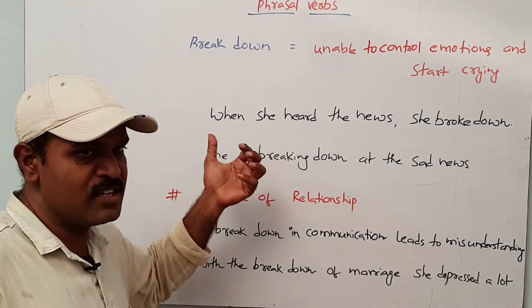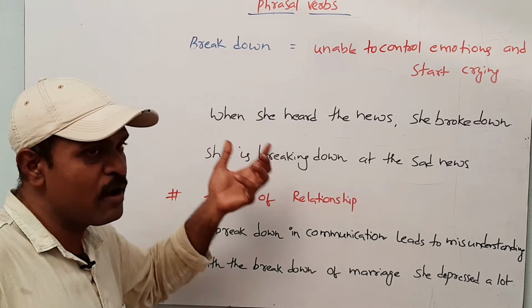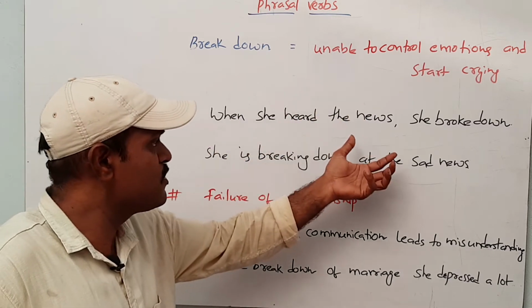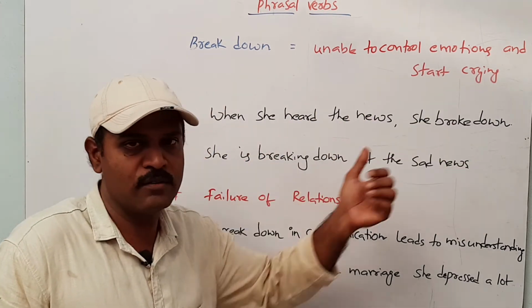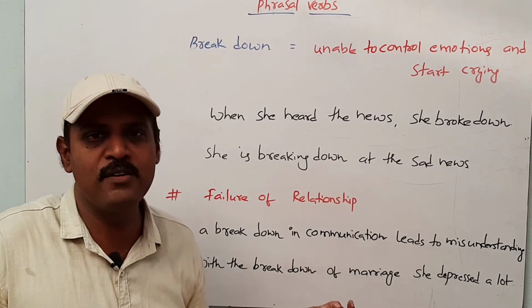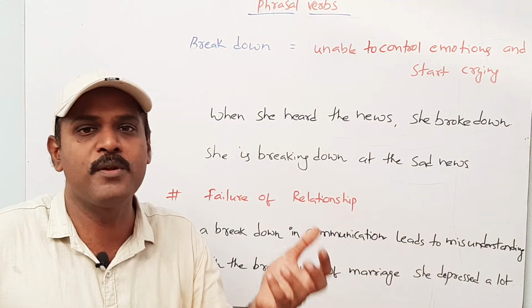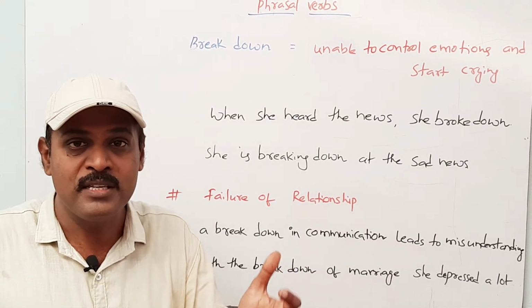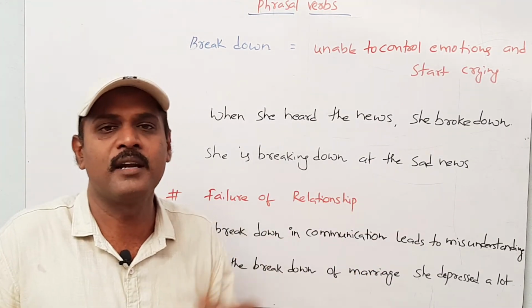When is a conjunction here. It joins two sentences. She heard the news and she broke down. It may be sad news. It may be inappropriate news. So she suddenly started crying.